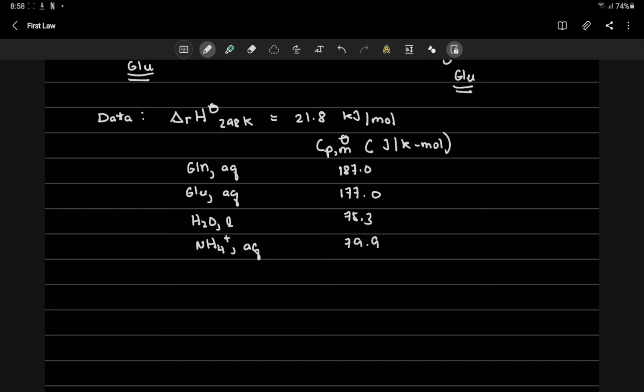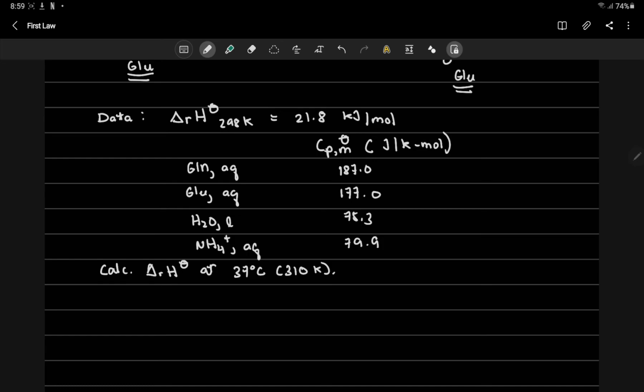So ang tanong dito is let's determine, or calculate the change in enthalpy of reaction at maybe 37 degrees Celsius, which is our body temperature, right? Or in Kelvin, that's 310. So how do we approach this problem?